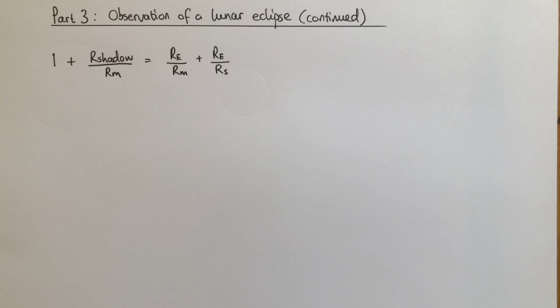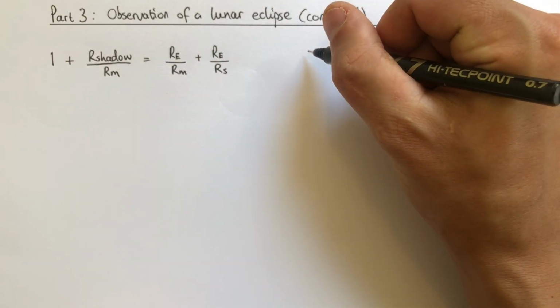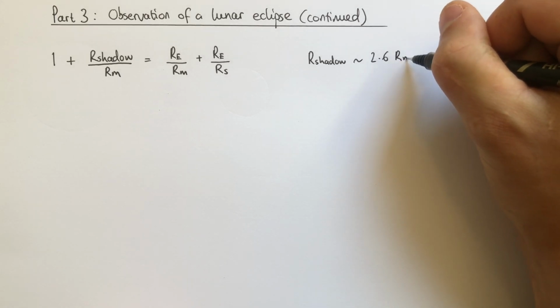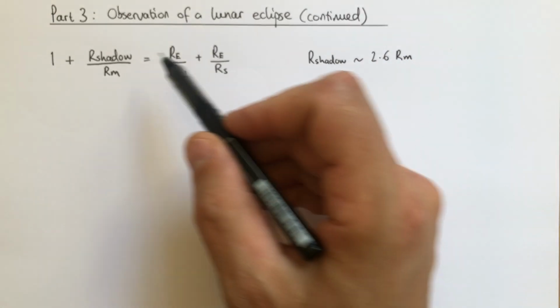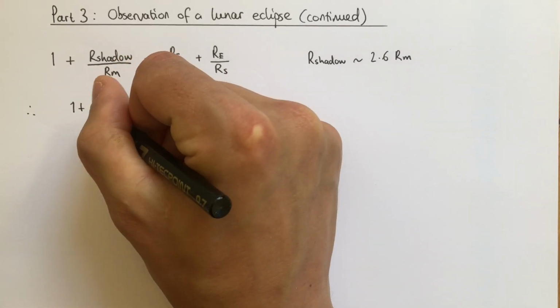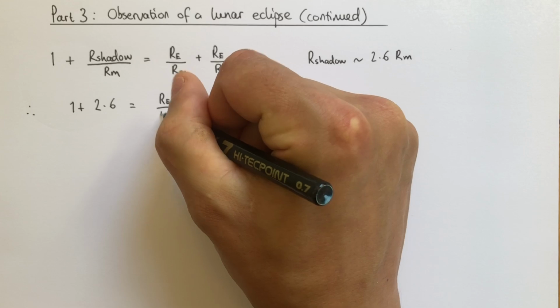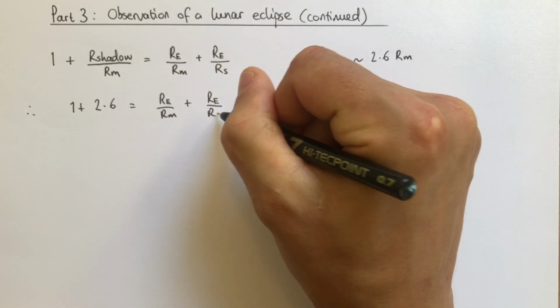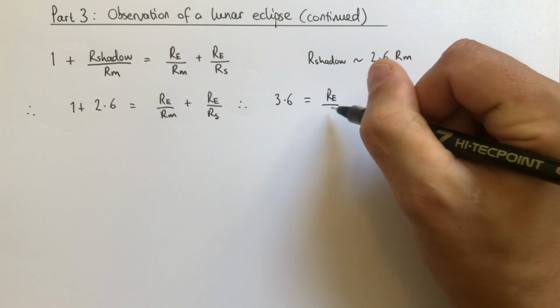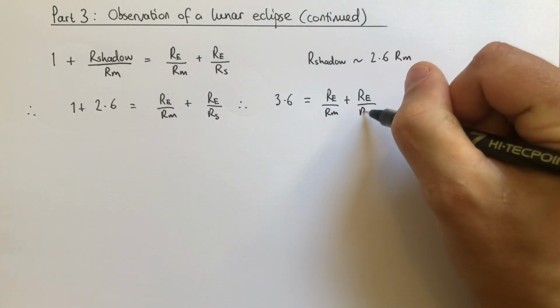Now, it had been noted by the ancient Greek astronomers that the radius of the shadow cast by the Earth on the Moon was roughly twice the radius of the Moon. Modern day values suggest that this is actually closer to 2.6 times the radius of the Moon. So we're going to use the fact that r shadow is approximately equal to 2.6 times the radius of the Moon, rm. And so where you see this expression here, we can just replace it with the number 2.6. So therefore we're going to have 1 plus 2.6 is equal to re divided by rm plus re over rs. And therefore we can say that 3.6 is equal to re over rm plus re over rs.